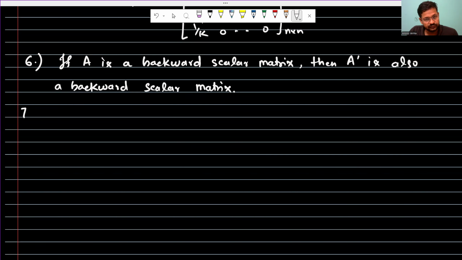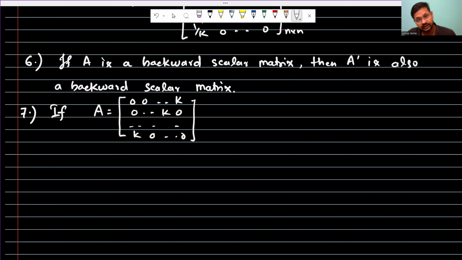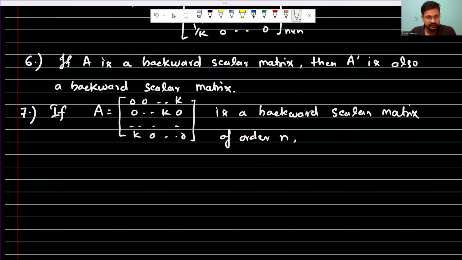Next is the seventh result. If A is just equal to 0 0 up to this is k, this is 0 0 0, this is k, 0, and so on, and this is k times 0 0 0. If A is a backward scalar matrix of order n, then the determinant of A is just equal to minus 1 to the power greatest integer n by 2.